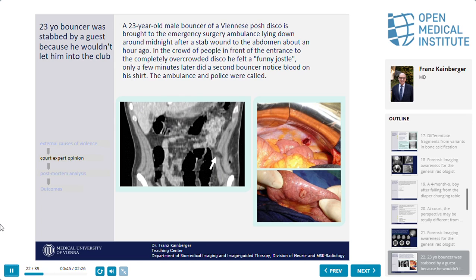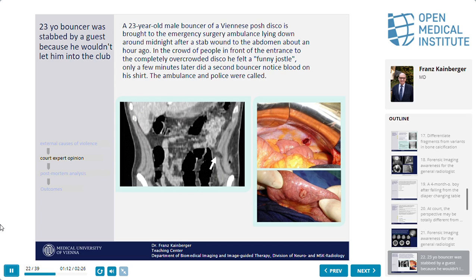The crowd of people in front of the entrance to the completely overcrowded disco was waiting, and all of a sudden he felt a funny jostle. Only a few minutes later did a second bouncer notice blood on his shirt. This is a very typical situation. Stabbing doesn't cause pain. People who have been stabbed have a feeling of, he called it a funny jostle, of some compression, but interestingly, it doesn't hurt. I never saw a patient who said it was painful, but I guess sometimes it may also be painful.